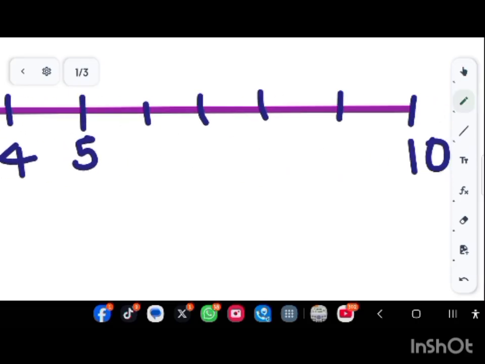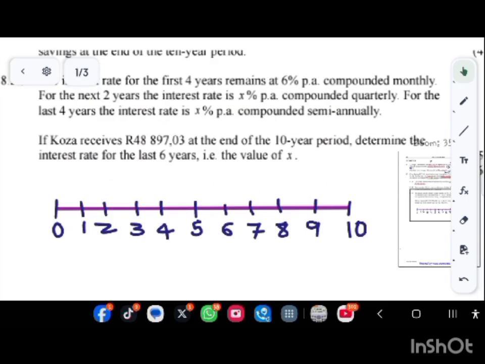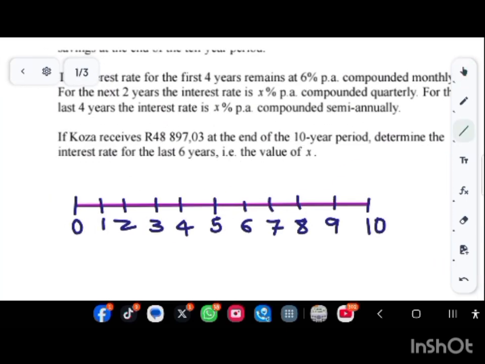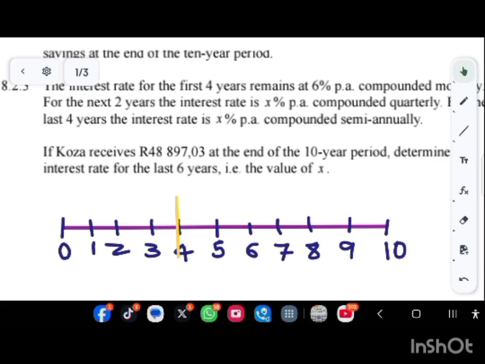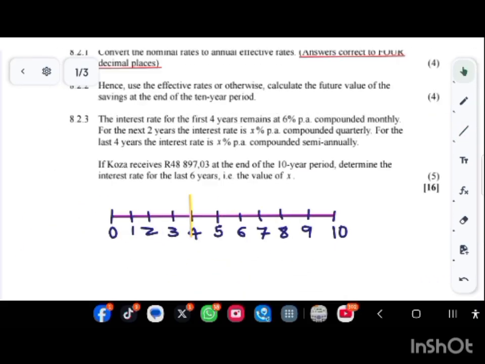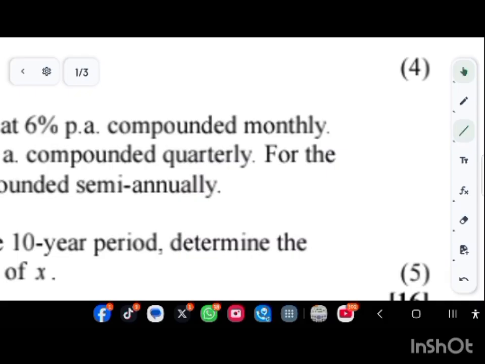Let's annotate this. All right, now it's broken into 3 pieces. So the first piece is the first 4 years. Let's change the color, make it yellow. For the first 4 years, we have an interest rate of 6% per annum. It's compounded monthly, so small p will be 12.